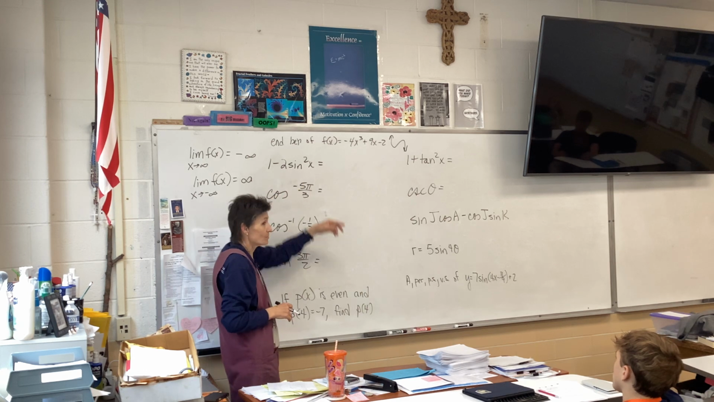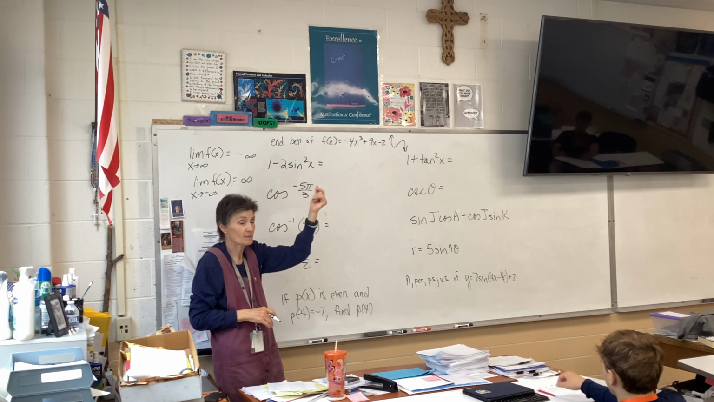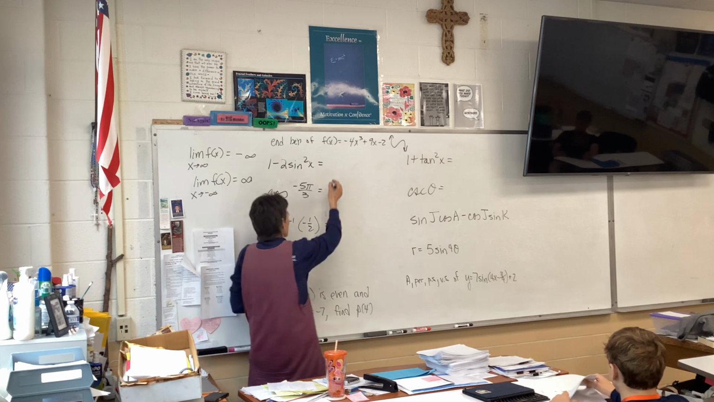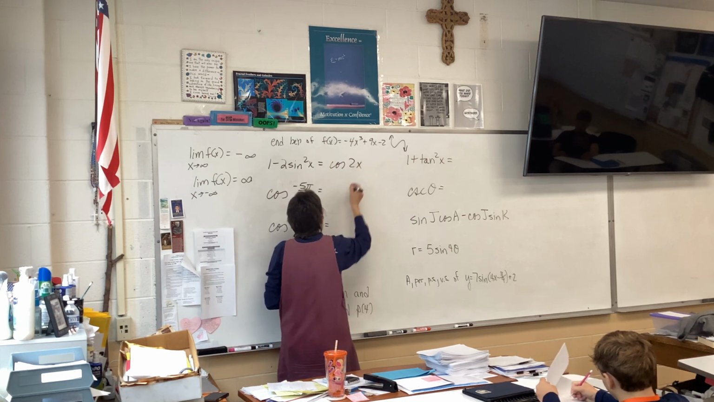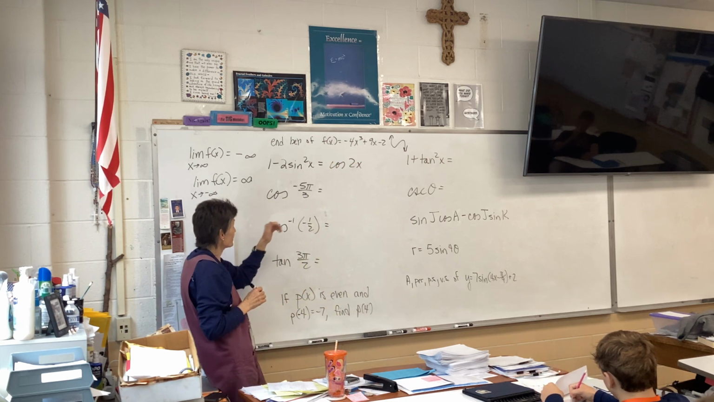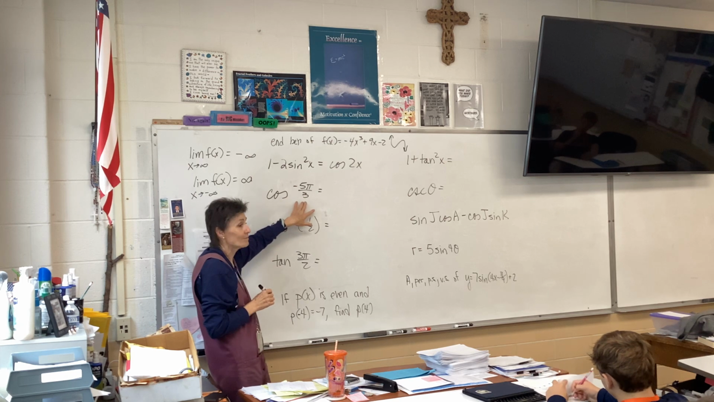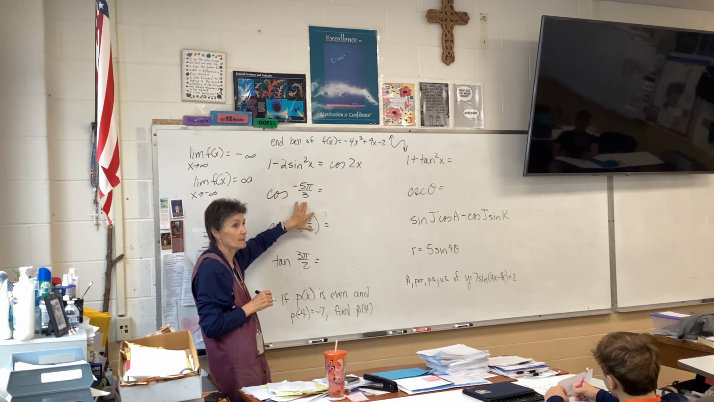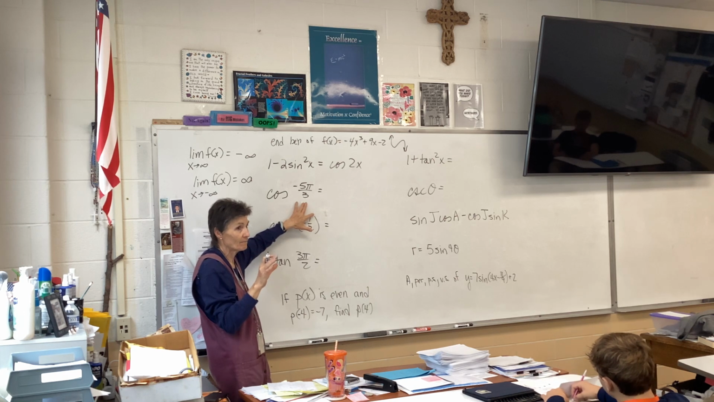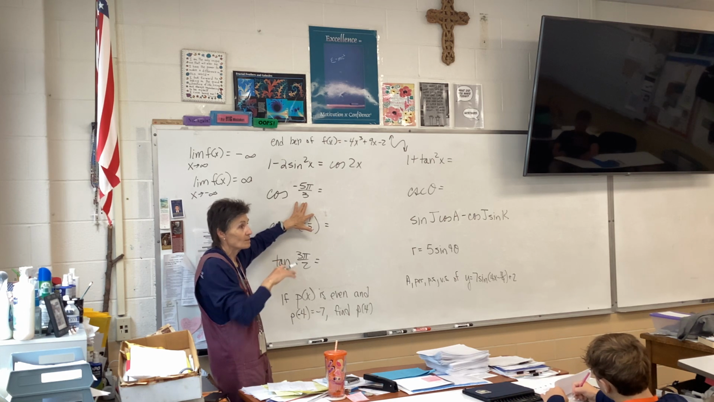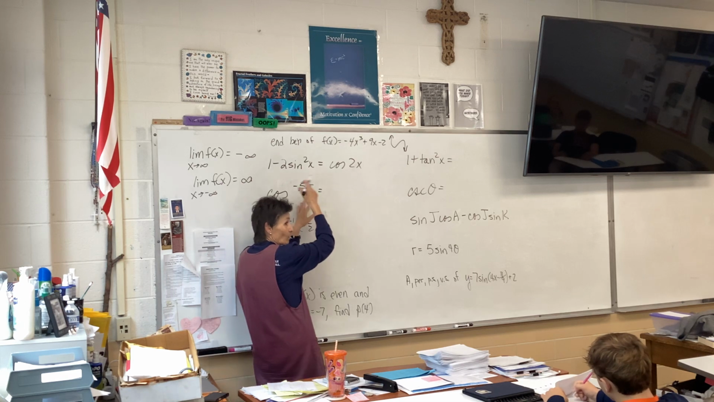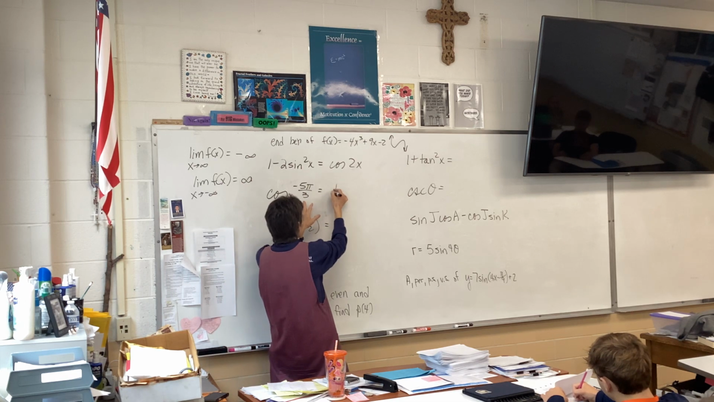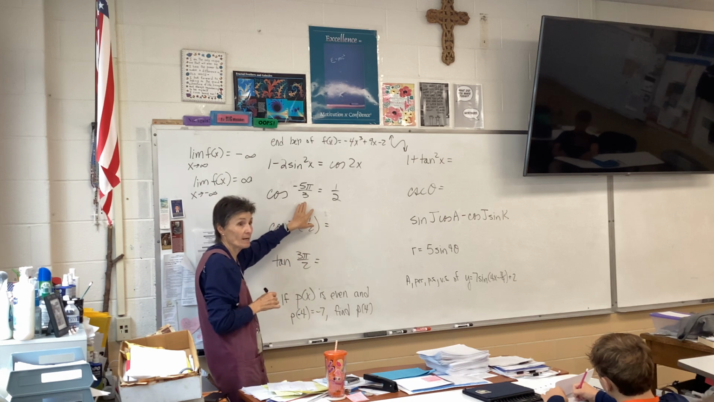All right, 1 minus 2 sine squared. That should ring a bell. What is 1 minus 2 sine squared? Cosine 2x. Got some unit circle questions here. What's the cosine of negative 5 pi over 3? You know this. You guys are really good at these. It's going to be all the way around in quadrant 1, and that is 1/2. Everybody okay?